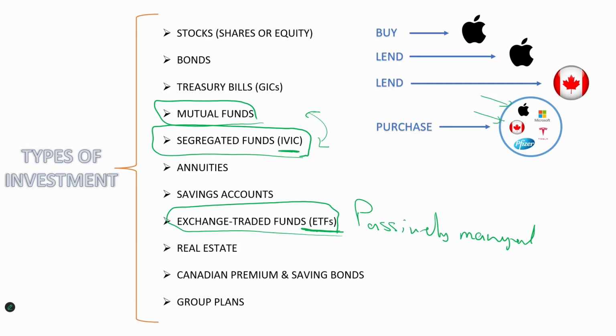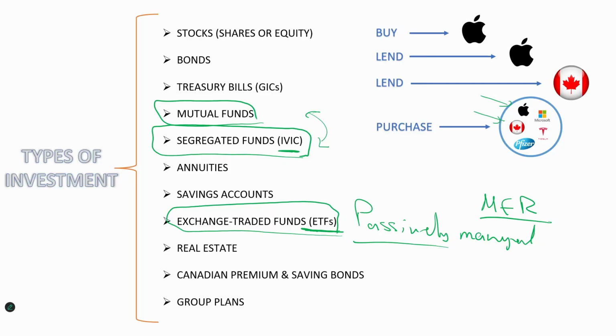And obviously, if you want to have more information, MERs, basically management expense ratio, the fee that the portfolio managers get, are lower in ETFs. Why? Because there's no active management on it. But it's higher in mutual funds and segregated funds. Why? Because there's active management.